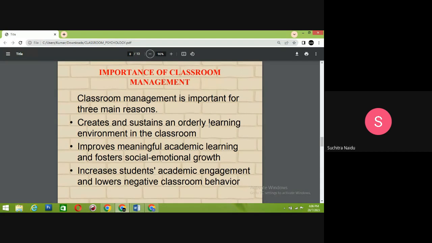As soon as we go in, the student should wish us, greet us, say good morning, students. Students also say good morning, ma'am. So this is an atmosphere that is created, some self-respect between both the student and teacher. Then it improves meaningful academic learning and fosters social emotional growth. So here, if everything is set up properly, then I can deliver my content.